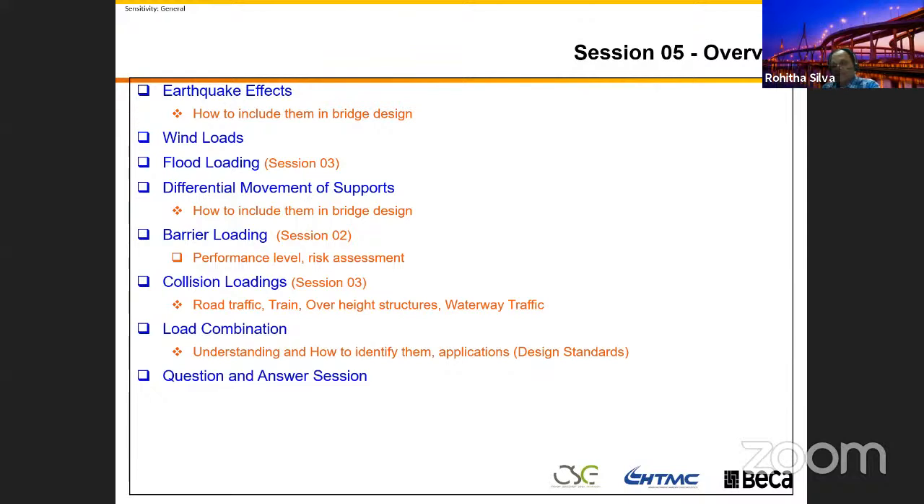Eurocode uses characteristic values, and those are a bit different to what we were using in Australia. Like I mentioned, for the live load you have to magnify it to get the truck and bridge interaction. But in the Eurocode live load model, that's already incorporated. And the other thing, the loads are very similar.